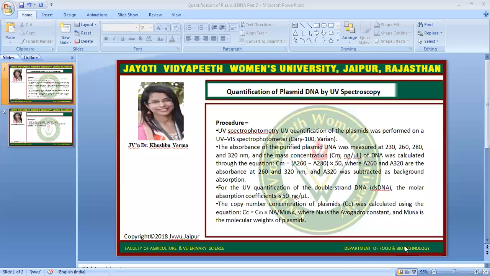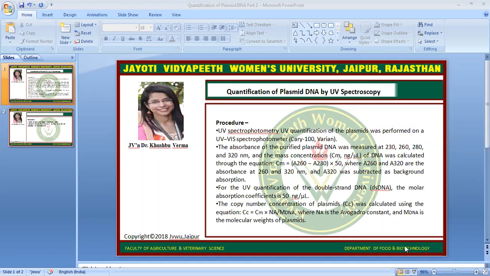So UV quantification of plasmid was performed on the basis of a UV-visible spectrophotometer. The absorbance of the purified plasmid was measured at 230, 260, 280 and 320 nanometer.